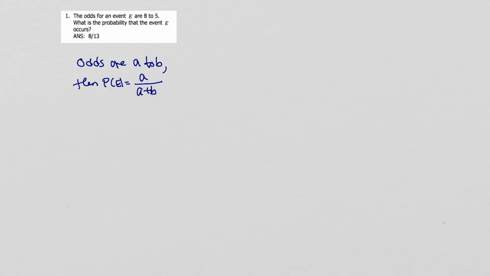So what we're given here is that the odds are 8 to 5. If we write this as 8 to 5, we're going to say that the probability of E then is 8 over 8 plus 5, or 8 over 13.